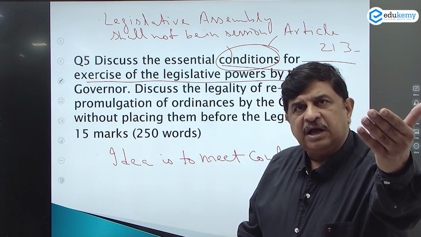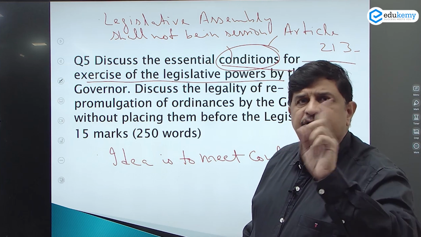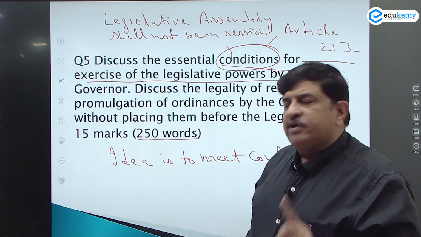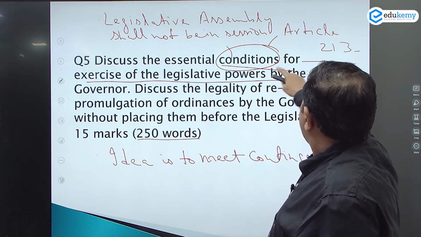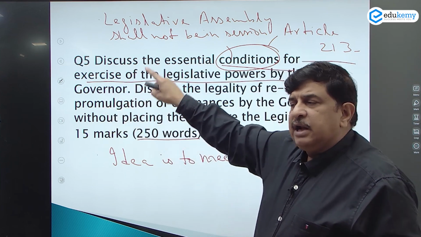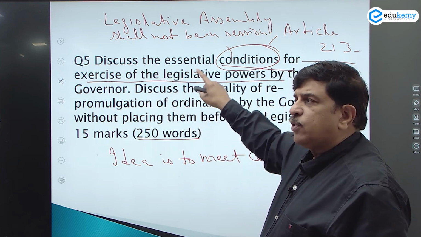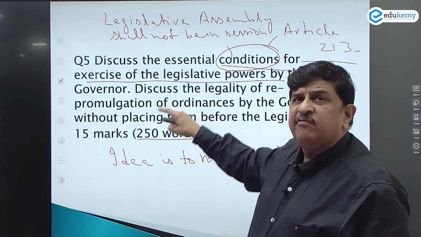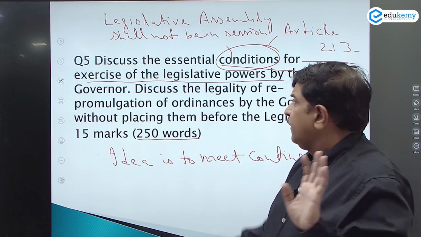How do you start answering it? You will straight away come to it; it is a 250 words answer, not 150 words. You will start with: ordinance making powers of the governor have been specified under Article 213, where it has been clearly provided that the governor can promulgate ordinances at all times except for the time when the legislative assembly happens to be in session.